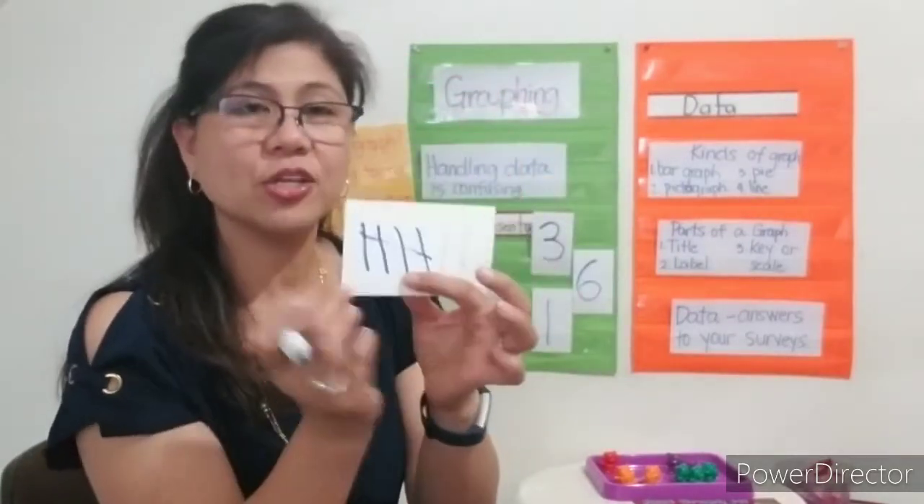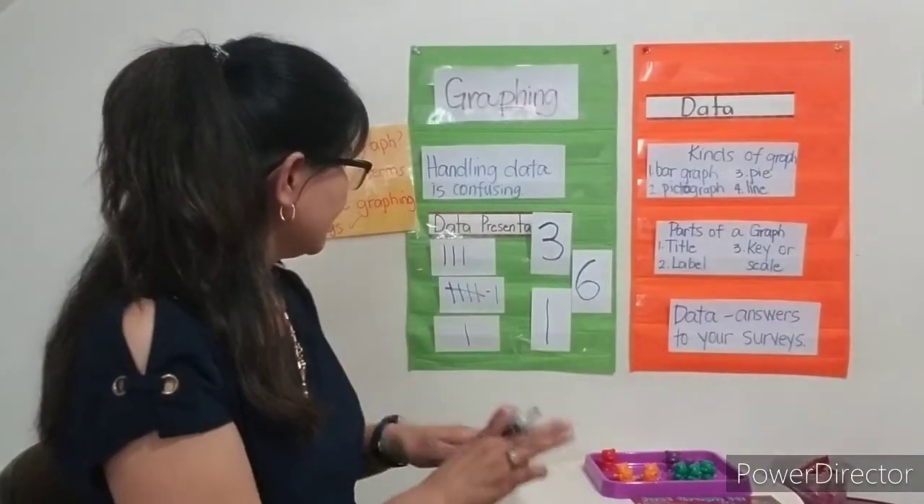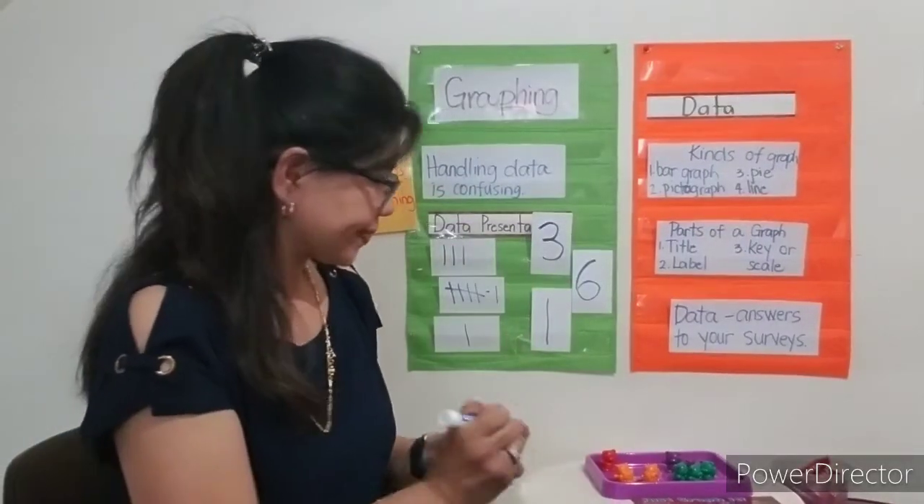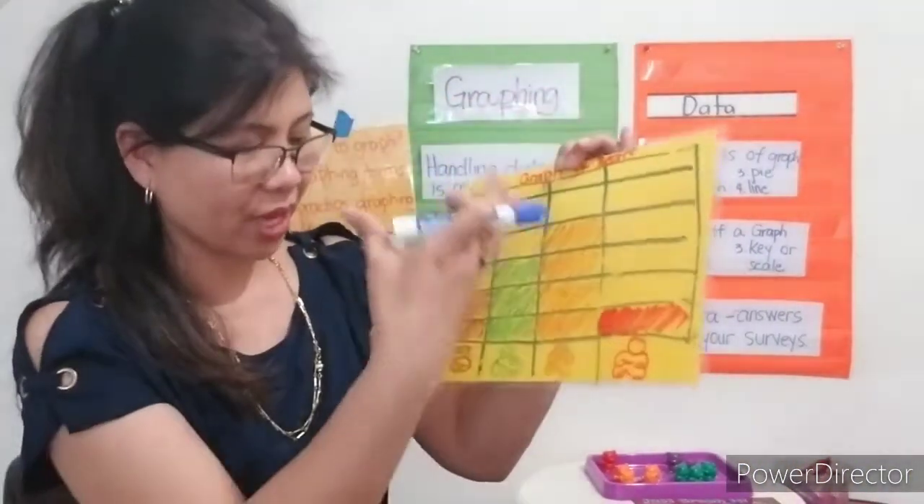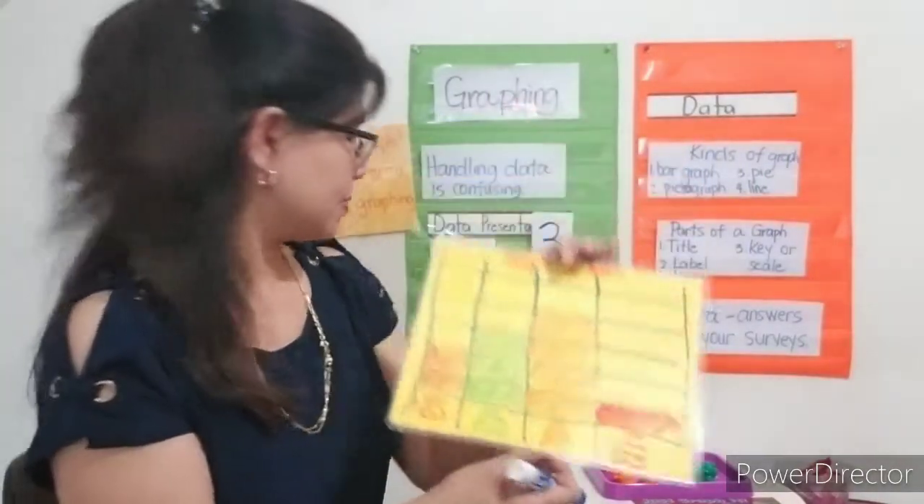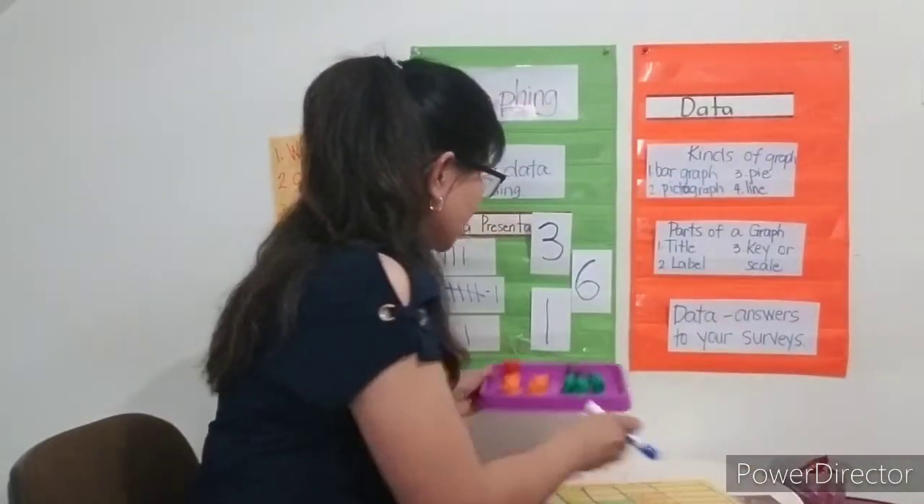Remember that. That's how you make tally marks. It's always in groups of 5. So we did that last time. And last time also we did the graph. I showed you how to graph the bears according to color. Remember, we sorted the bears by color.